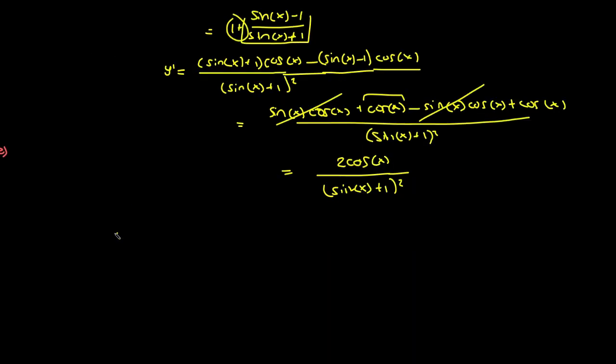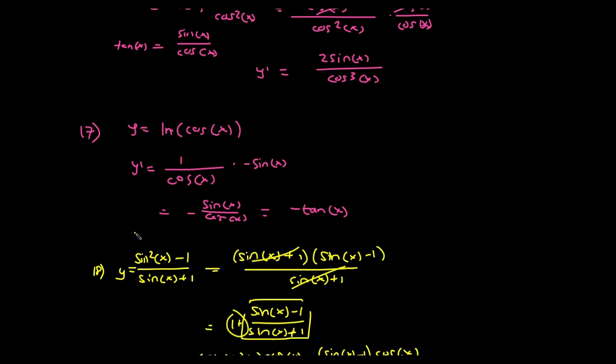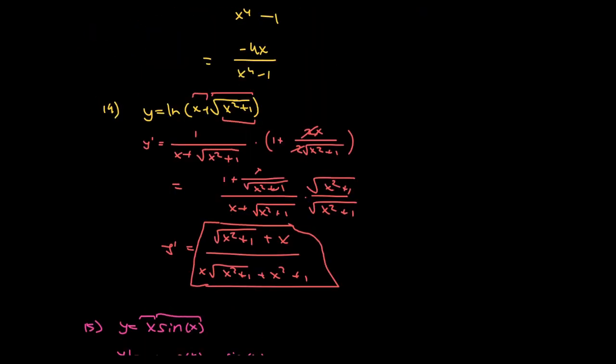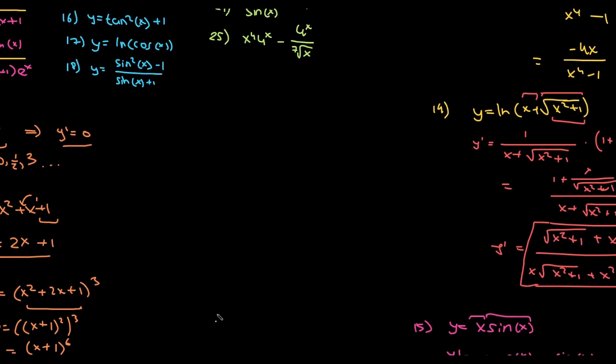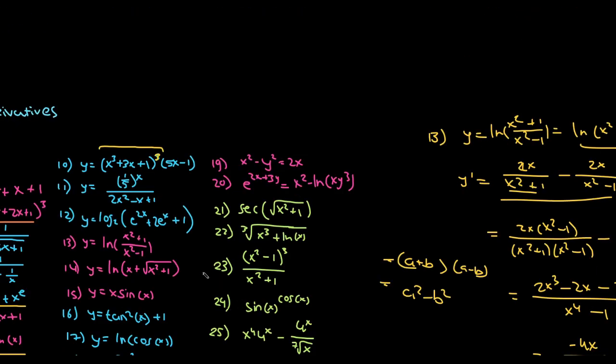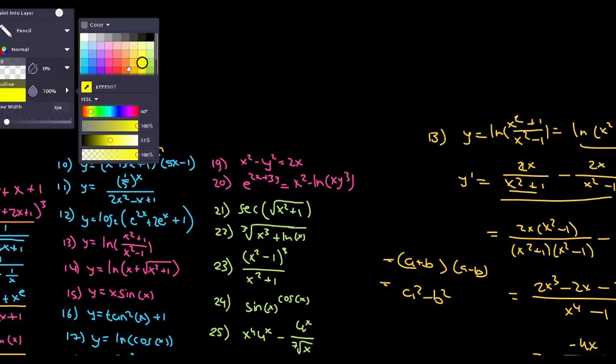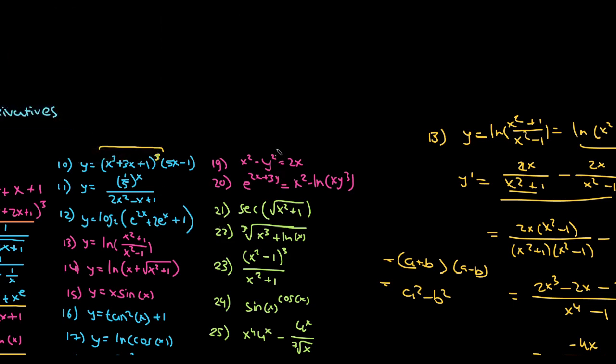Alright, let's get to 19. I believe we have made it to the implicit differentiation, which I'm a little bit scared of. They are quite a lot harder sometimes. It's still the goal to find the derivative of y. So this is going to be x squared minus y squared equals 2x.